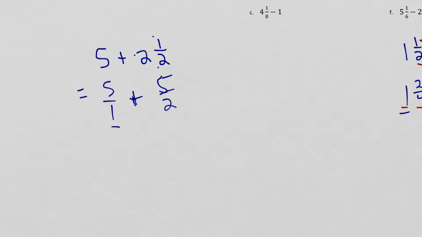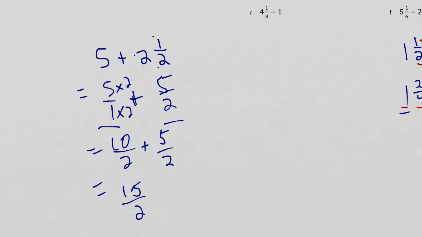And then now we need to make an equivalent fraction to make these fractions out of the same number of parts. So I multiply top and bottom by 2. I end up with 10 over 2 plus 5 over 2. Gives us 15 over 2, and now I need to convert that, so 2 into 15 goes 7 times with a half left over. Right, so this is what I was taught to do.